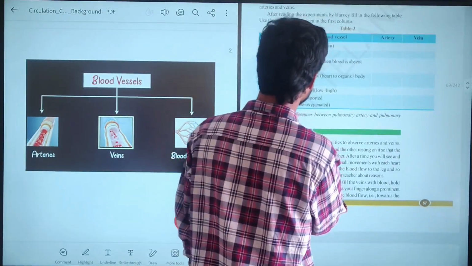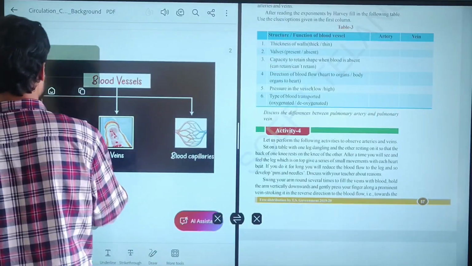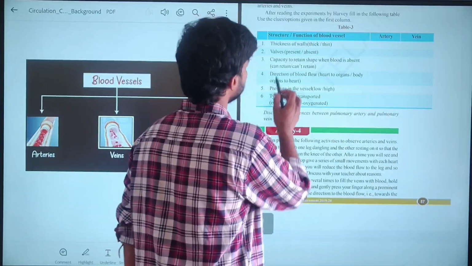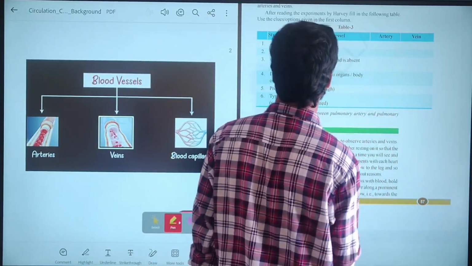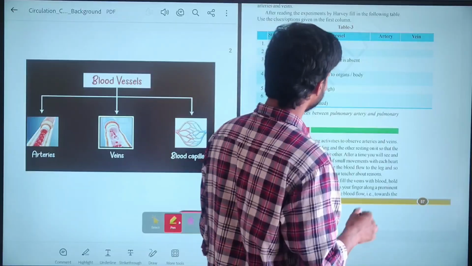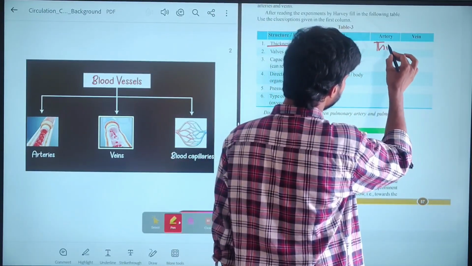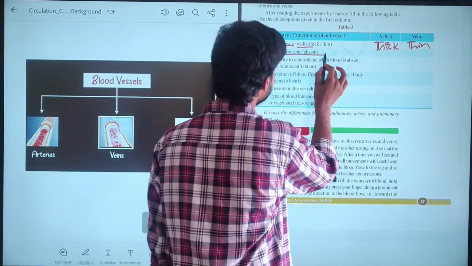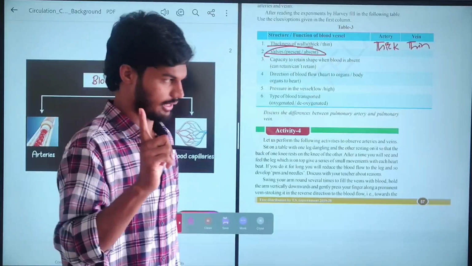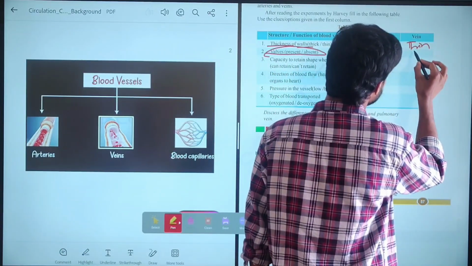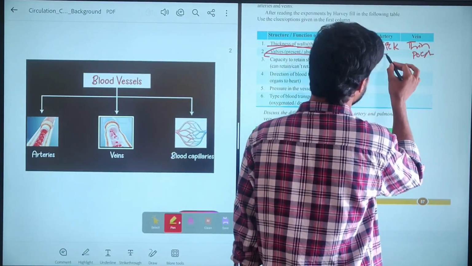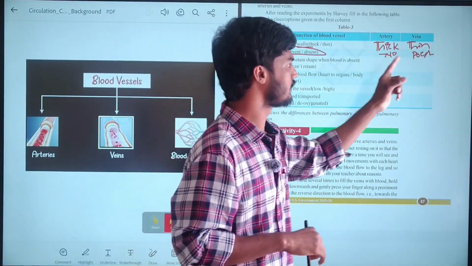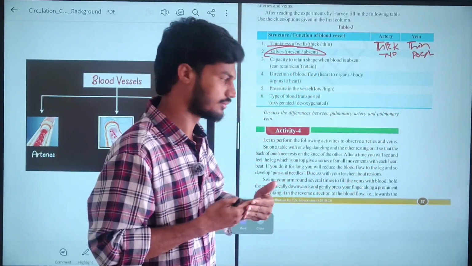Now give me the answer in the table. Look at the table. It has structure and function of the blood vessels, artery and vein. First, the thickness of the walls. The artery walls are very thick, clear, and veins are thin. Next, valves are present or absent. Valves are present in veins only. Here they are absent, no valves. Clear? The valves are present only in the veins to prevent backward flow.